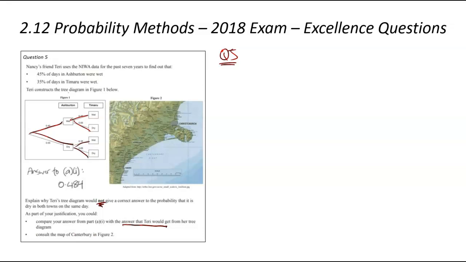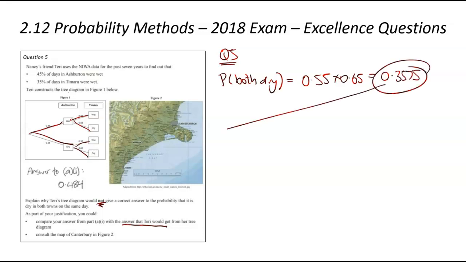So the map's a bit difficult to see on the screen, but first thing is let's find out, well, what's the probability that they're both going to be dry? And this is based on Terry's numbers. So both dry, it's going to be 0.55 times 0.65, and that gets us to 0.3575. And if you compare that with the other number, that's well over 10% off. So it's about a 13% difference.